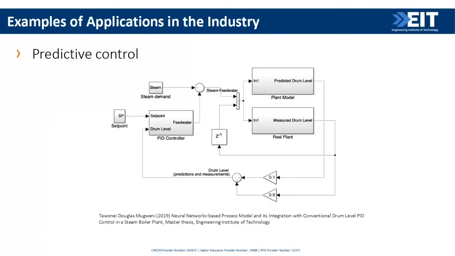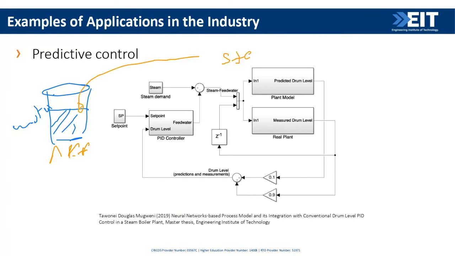Another example is in predictive control. This is one of the applications where you deal with the level in a boiler. What a boiler does is produce steam by boiling water. So we have water here, and you have fire, a flame, and you produce steam. Water gets in, some cold water gets in, and steam gets out. We want to keep the level, say, around 50%. We don't want it to be too high, we don't want it to be too low.